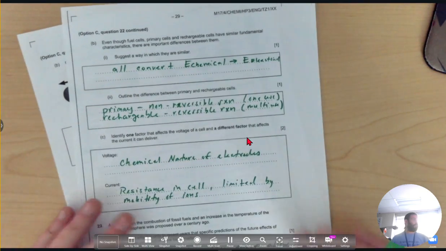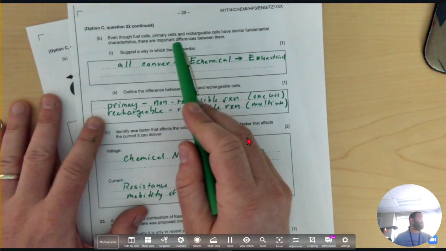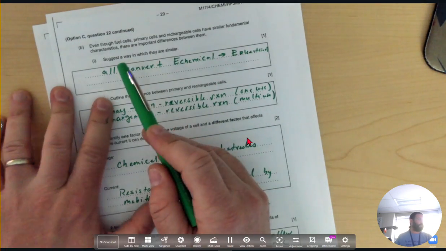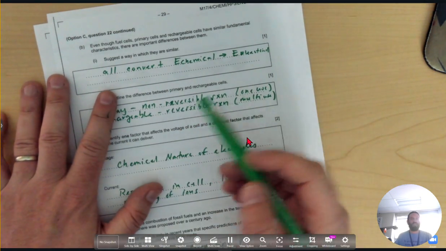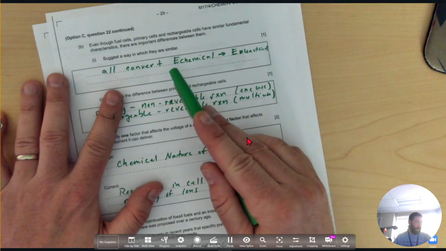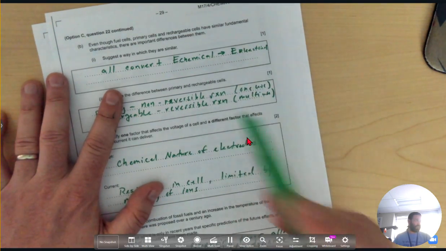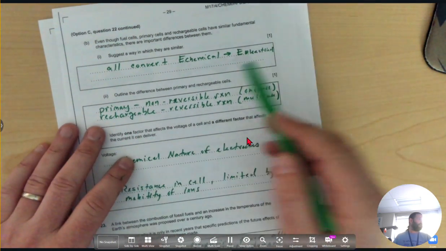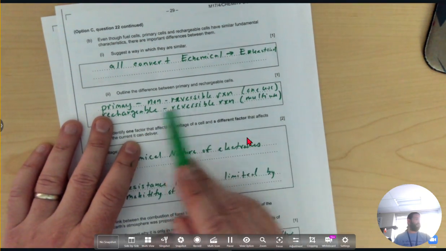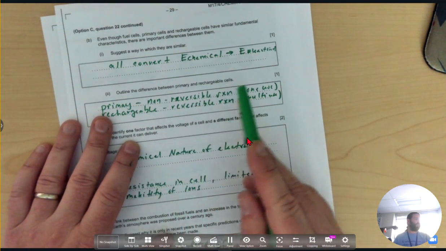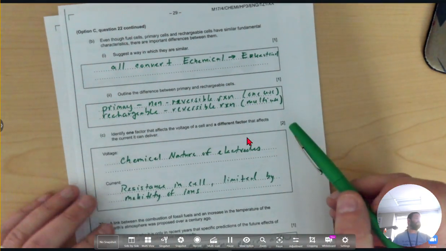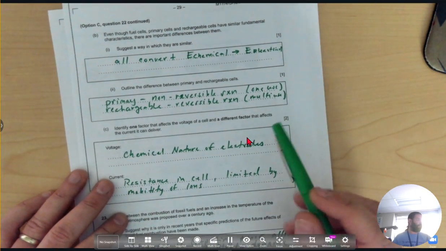All right, almost there. Even though fuel cells, primary cells, and rechargeable cells have similar characteristics, there are important differences. Suggest the way in which they're similar. They're all examples of voltaic cells, so they all convert chemical energy into electrical energy. Outline the difference between primary and rechargeable. Well, primary are one-use batteries because they use non-reversible reactions. Rechargeable batteries use reversible reactions, so you get multiple uses out of them.